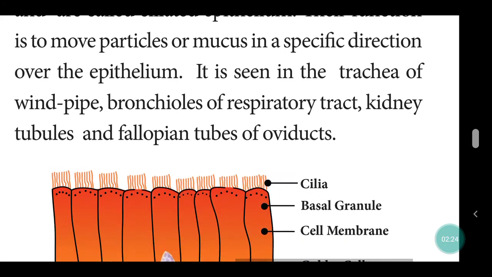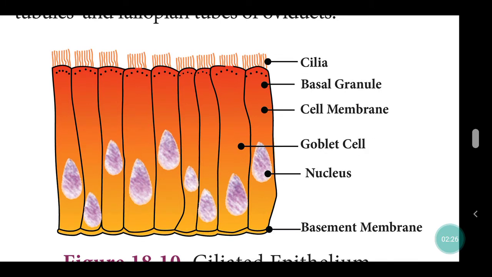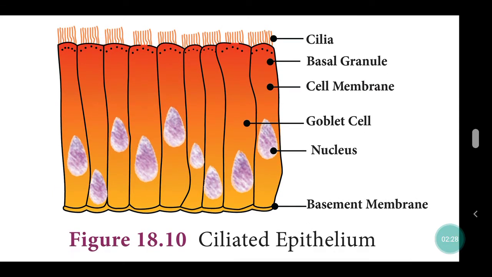Let us see the picture, the structure of the ciliated epithelium. You see cilia, hair-like structures, basal granule, cell membrane, goblet cell, nucleus, basement membrane. These are some of the organelles or specialized structures of ciliated epithelium. It is one kind of cell.